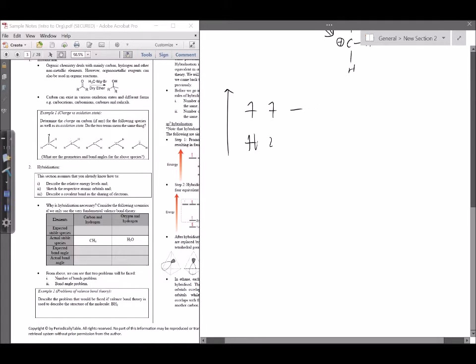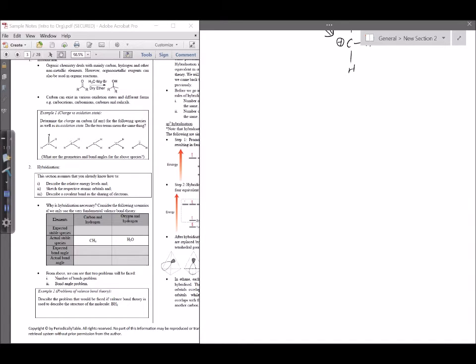So now, let's look at why there is a need for hybridization. So why is hybridization necessary? Consider the following scenarios if you only use the very fundamental valence bond theory. Hybridization is actually another theory, compared to your valence bond theory. So if you look at the molecule formed by carbon and hydrogen using only valence bond theory, you realize that there's actually one problem.